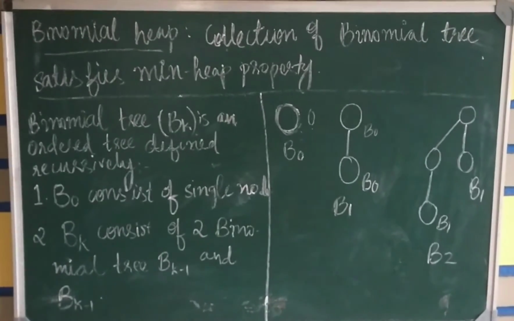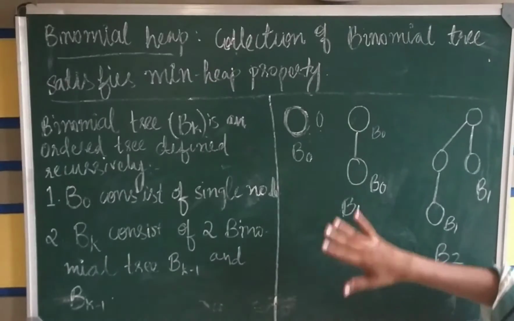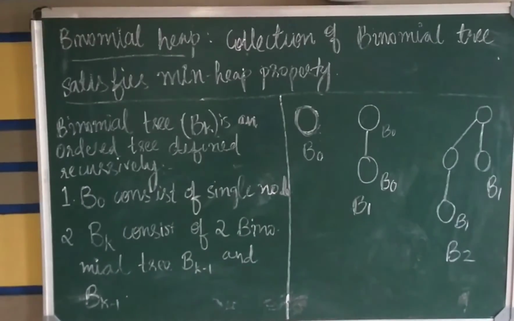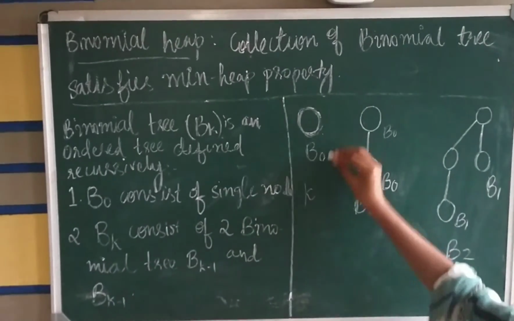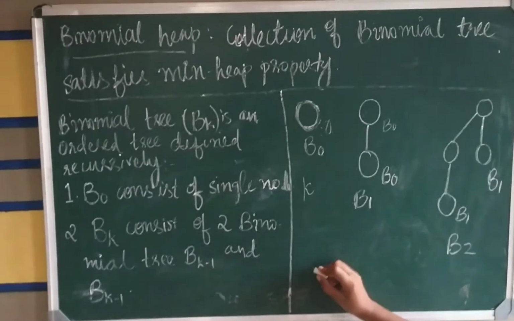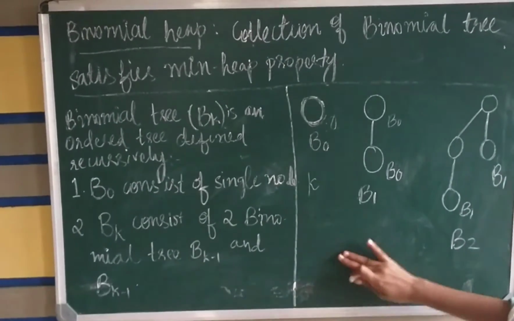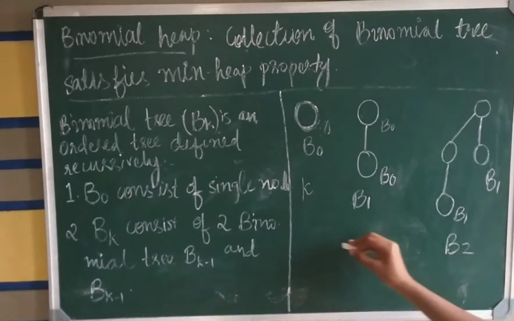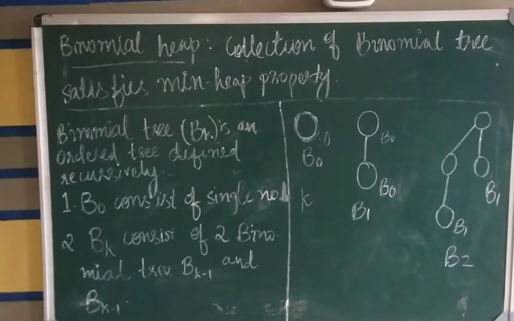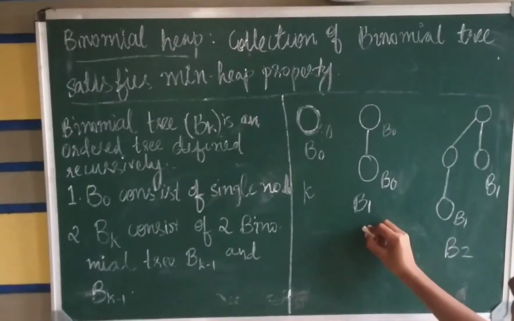So B0 is a binomial tree that consists of a single node, and the height of this node, k, is 0. And when it comes to Bk in general, k is 1, 2, 3, etc. We can say that Bk consists of two binomial trees, Bk minus 1 and Bk minus 1. Here, when it comes to B1, k will be 1.